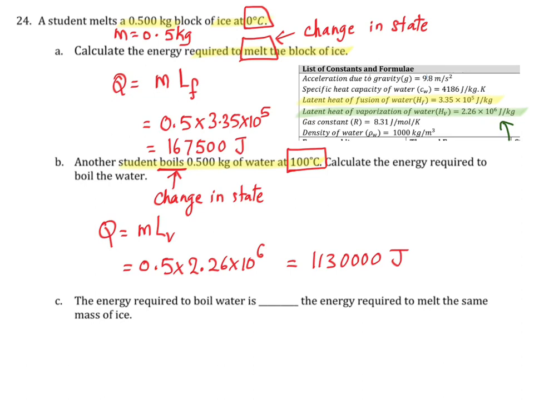Next is asking to fill in the blanks: the energy required to boil water is, then, the energy required to melt the same mass of ice. So we want to compare, is it greater or less or equal? Obviously we can see that the energy required to boil water is more than the energy required to melt the ice. So we have to write that the energy required to boil water is greater than the energy required to melt the same mass of ice.